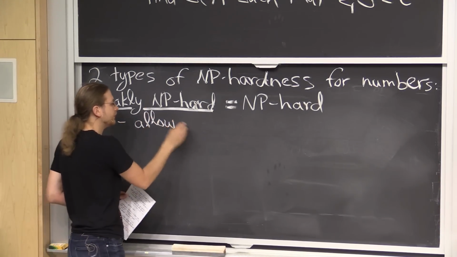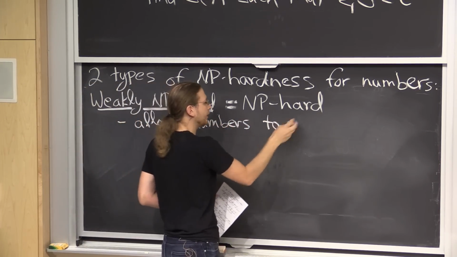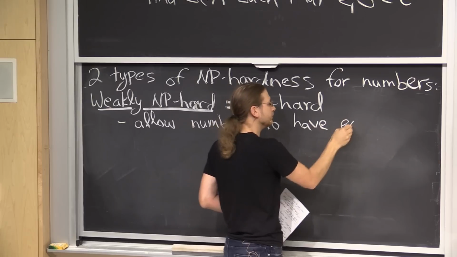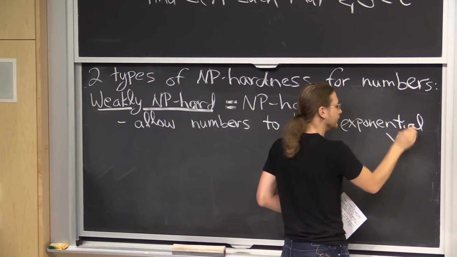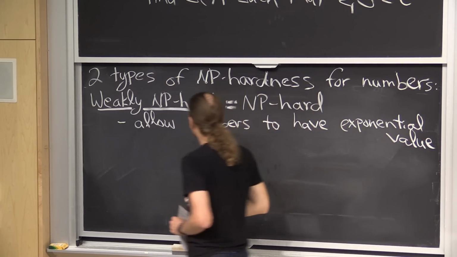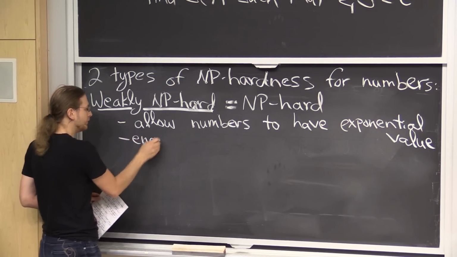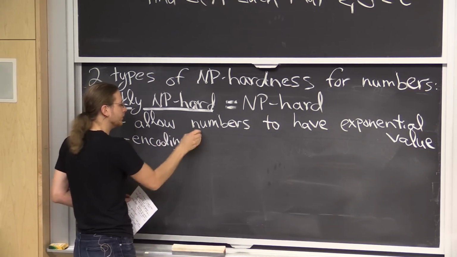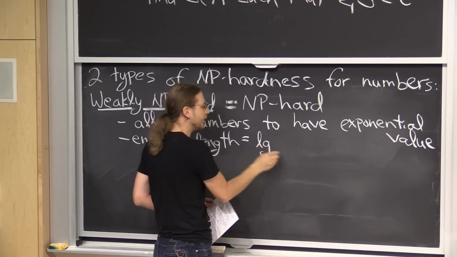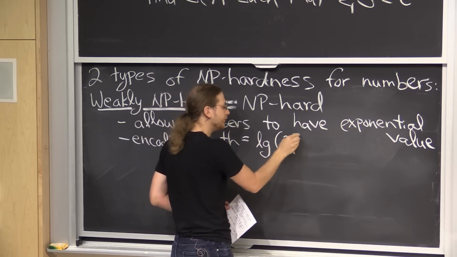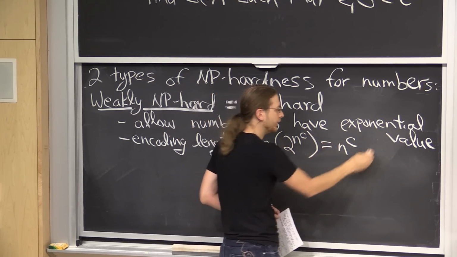Okay, so in the usual form, what this means is that you allow numbers to have exponential value. Because even when their value is exponential, the encoding of that value is polynomial. The encoding length of such a number, if you write it in binary, is log base 2 of the number. If the number is 2 to the n to the c, which is our definition of exponential, that's going to be n to the c, and that's polynomial.